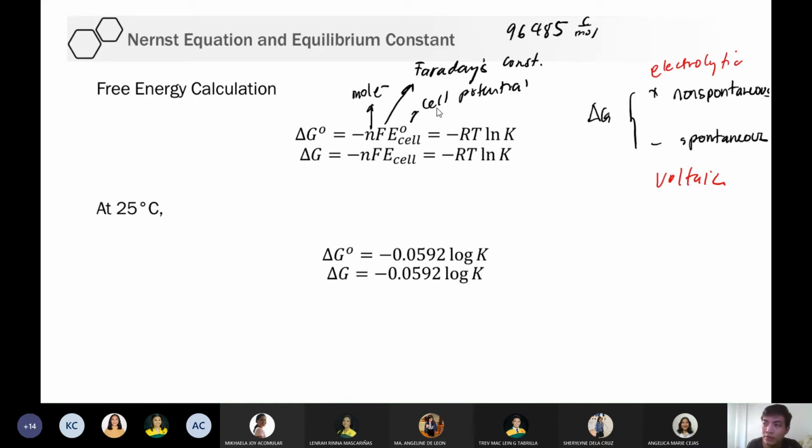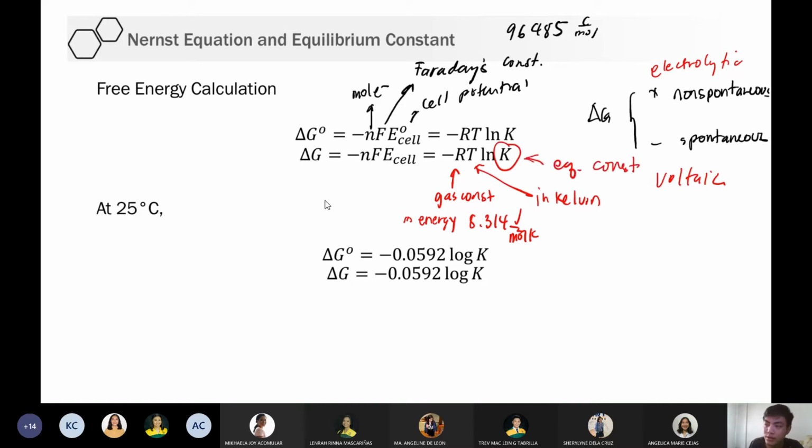Okay? So, if you want to solve for the equilibrium constant naman, we can use this equation here. That's delta G equals negative RT ln K. So R is the gas constant in energy form. Okay, so that's 8.314 joule per mole Kelvin. Galing lang din yan sa 0.08206 liter atmosphere per mole Kelvin. But this time energy kailangan natin. Your temperature is in Kelvin. And your K is the equilibrium constant.